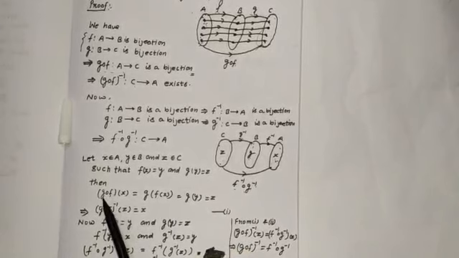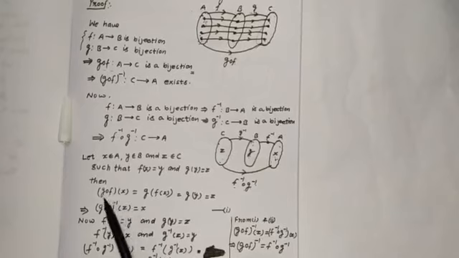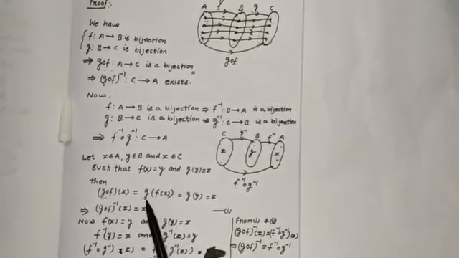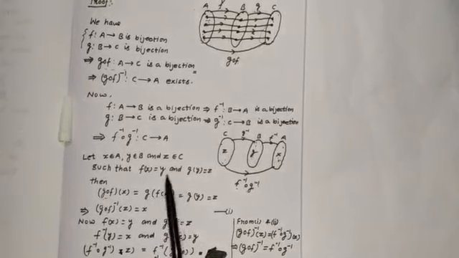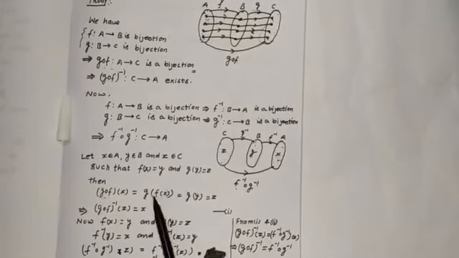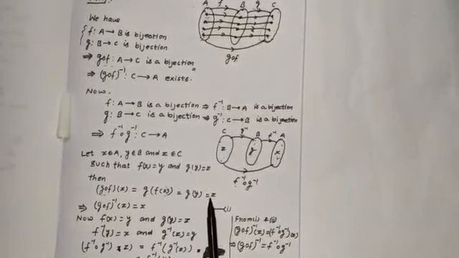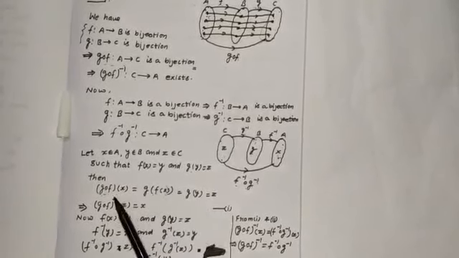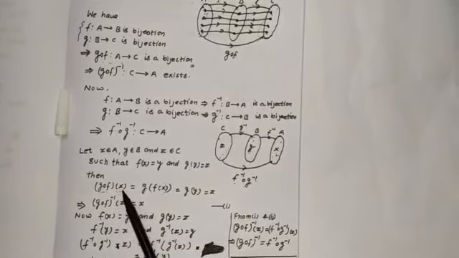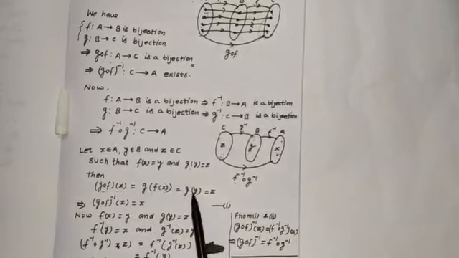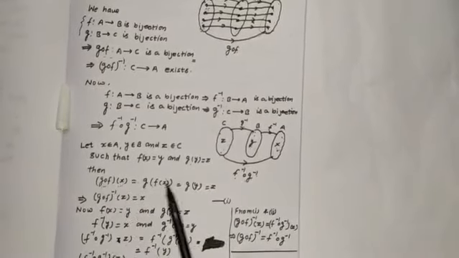Now find the value of g of f(x). To find g of f(x), we have to break this. You can write g of f(x), and we have f(x) equals y. Now substitute the value of f(x) here. This is g(y), and the value of g(y) is z. So g of f(x) takes the element x, which belongs to set A, and associates it to the element z. It means g of f(x) is equal to z.